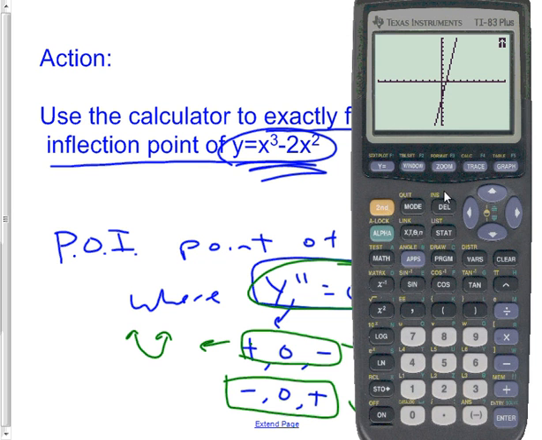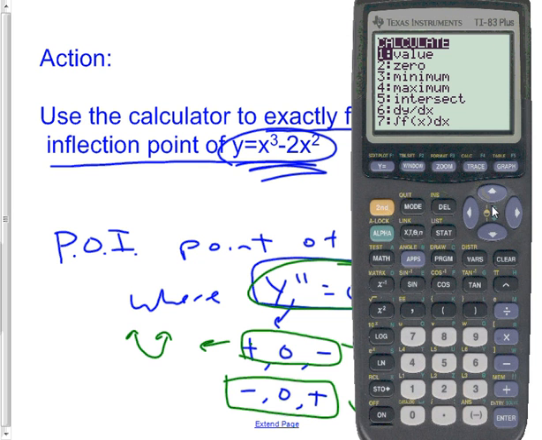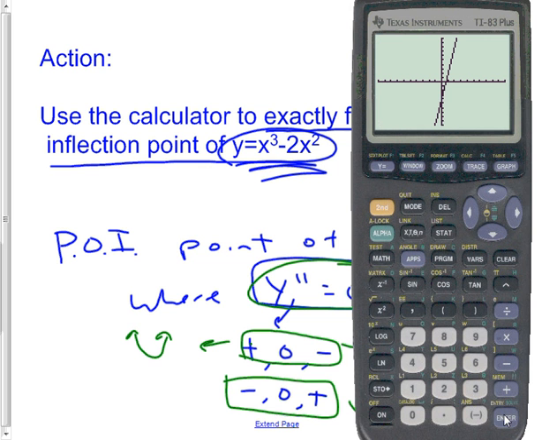So we can press second, calc. We want to find that zero, because that's when my function equals 0. So I go to the left of the point of interest and press enter. I go to the right of it and press enter. Guess, just press enter. And it's going to give me the value when my second derivative equals 0.